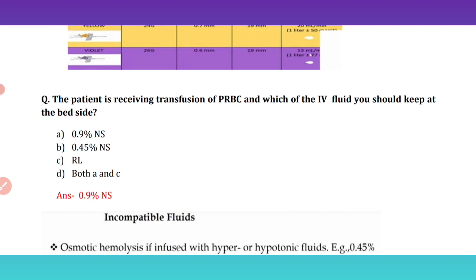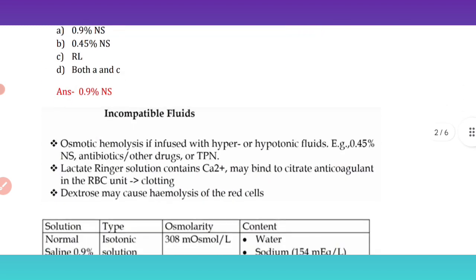Here they have given four options: 0.9% normal saline, 0.45% normal saline, Ringer lactate, and both A and C. And here I have selected option A, that is, 0.9% normal saline. It is an isotonic solution. Even Ringer lactate is also an isotonic solution, but still I am selecting only option A. Why am I selecting this one? Let's see in detail.